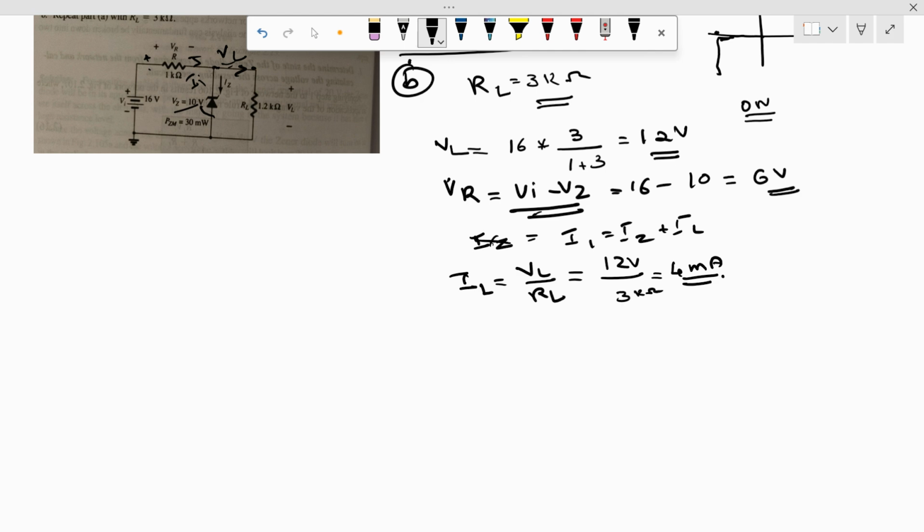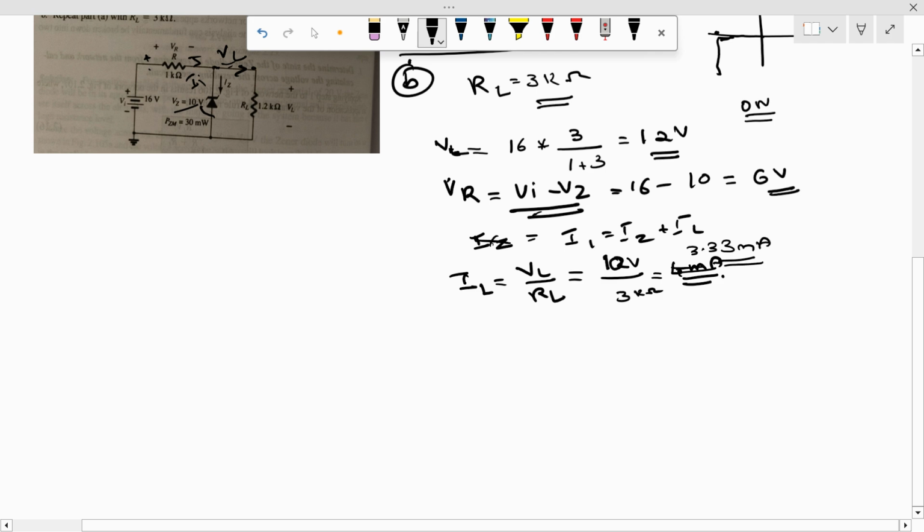Actually, the load voltage is not 12, it's actually 10, right? This is the voltage without the Zener, right? So if you place the Zener, the actual load voltage should be 10, right? So what we can do is, it's 10 by 3 kilo ohm, then it will be 3.33 milliamps, right? Actually, I made a mistake here, please check that.